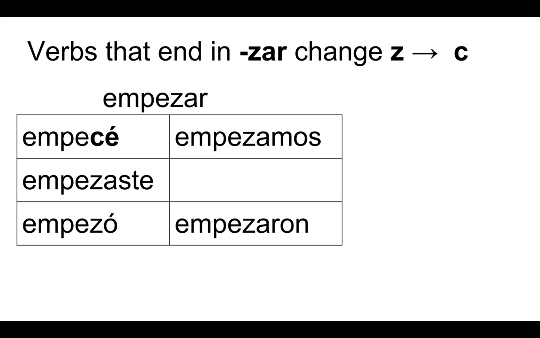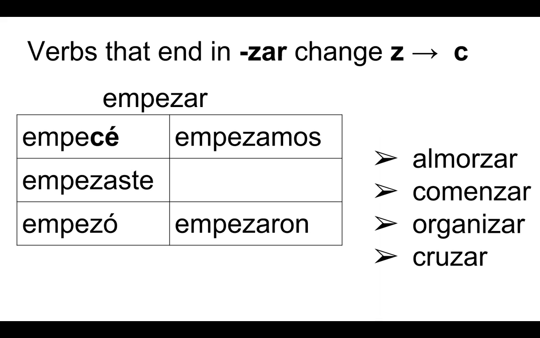Verbs that end in zar change from a Z to a C. Only in the yo form will you see this change. Empecé, empezaste, empezó, empezamos, empezaron. Other zar verbs include almorzar, comenzar, organizar, y cruzar.